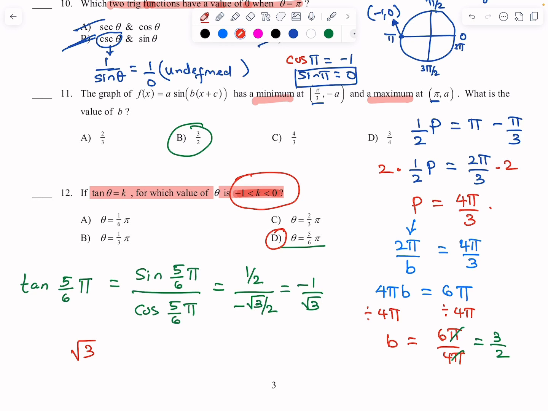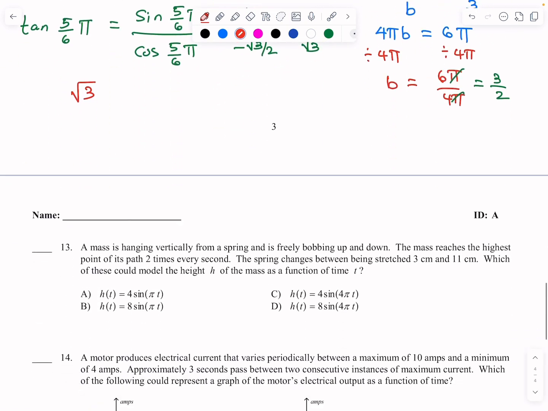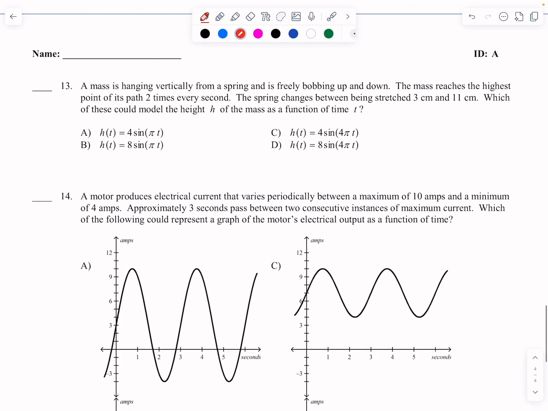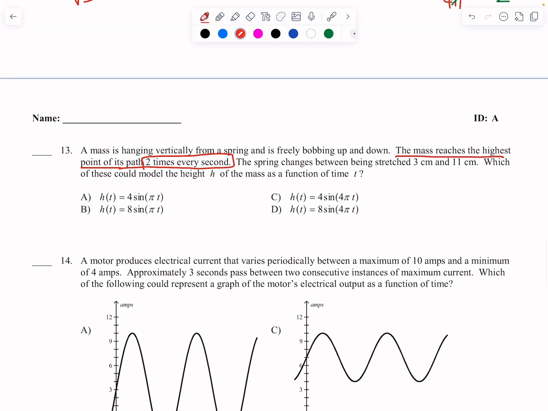Now let's see how to solve question number 13. For question number 13, you have to be very careful on this one. Read with me: a mass is hanging vertically from a spring and is freely bobbing up and down. Now, the mass reaches the maximum point of its path twice every second.